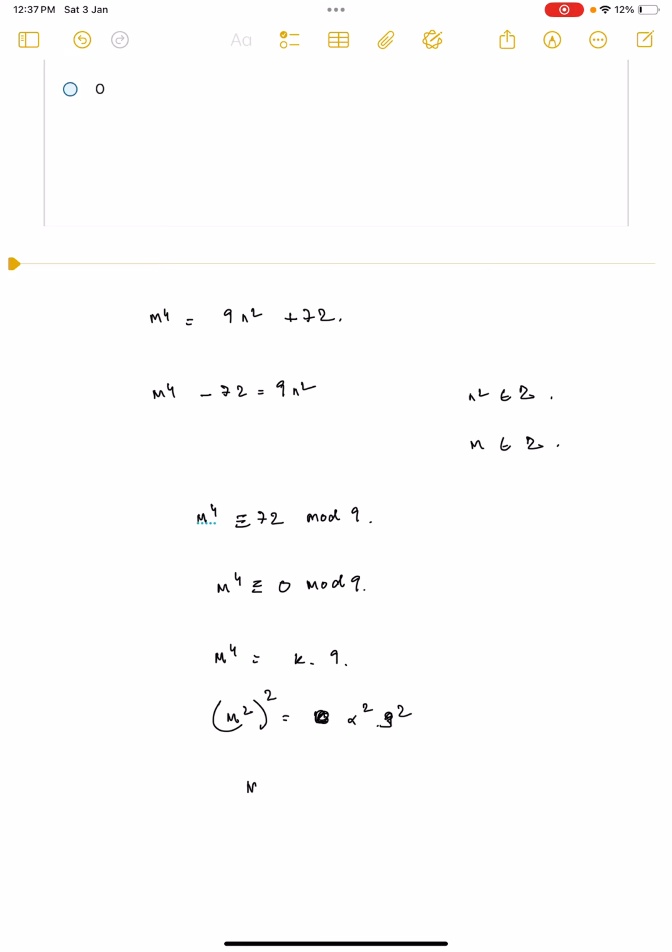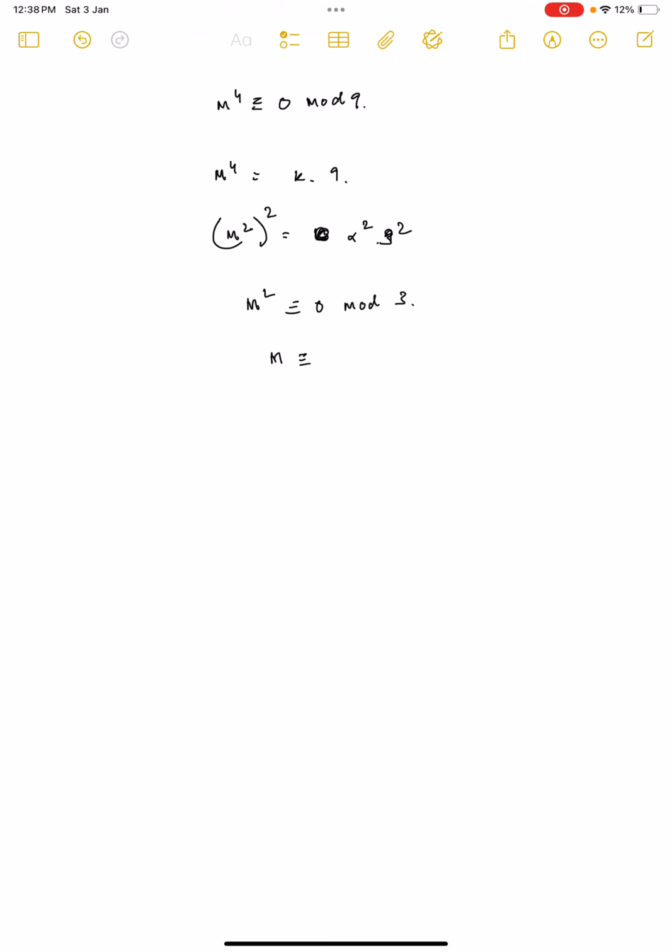Thus m square is congruent to 0 mod 3, or m square is divisible by 3, and the only way that is possible is when m is divisible by 3. Or maybe we can stop at that, but anyways, m square, let's say, is 3k. Let's not dive deeper.